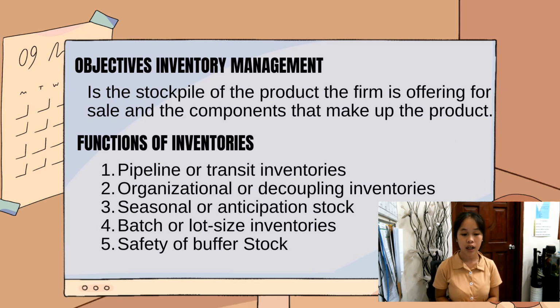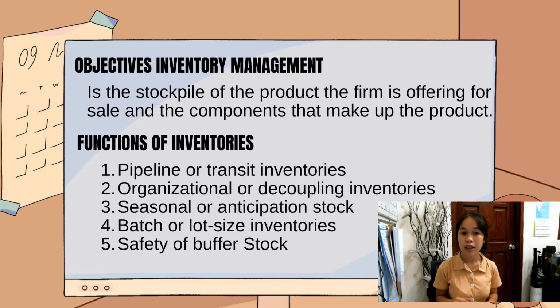And third is seasonal or anticipation stock. These are built up in anticipation of the heavy selling season, or in anticipation of a price increase, or as part of a promotional sales campaign. And next is batch or lot size inventories. These are inventories that are maintained whenever the user makes or buys material in larger lots than are needed for immediate purposes. And lastly is safety or buffer stock.